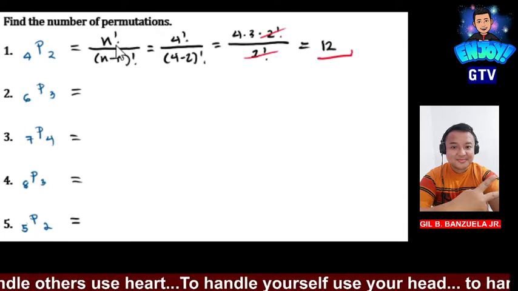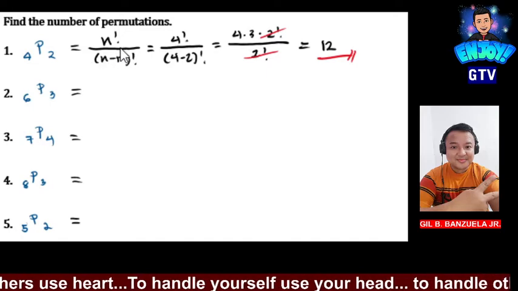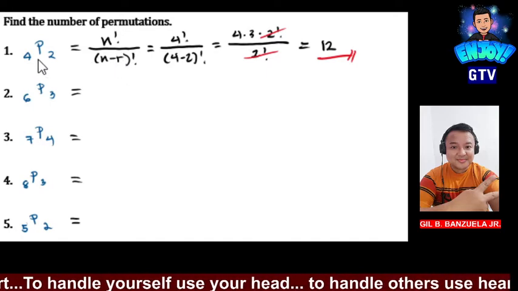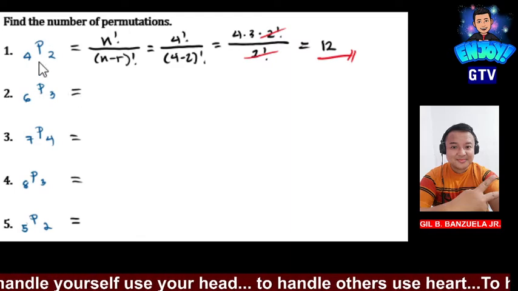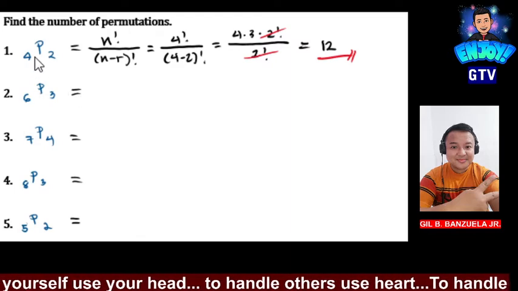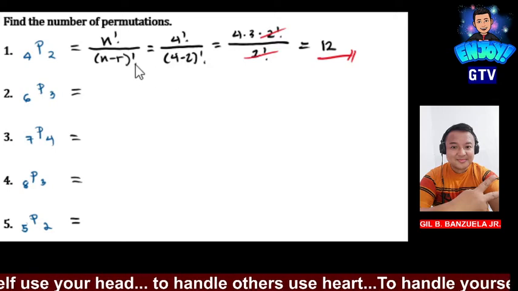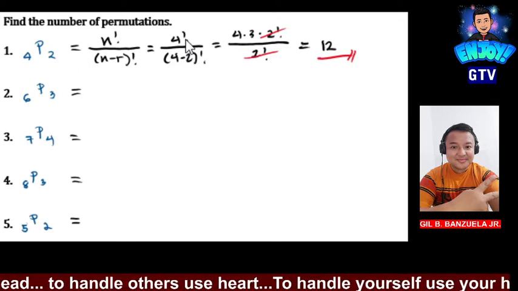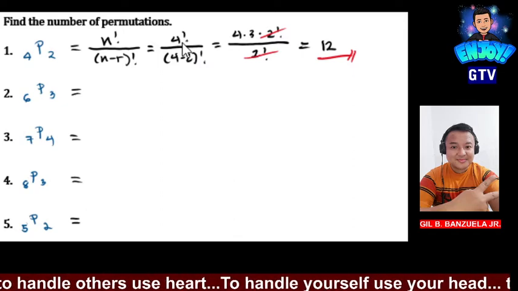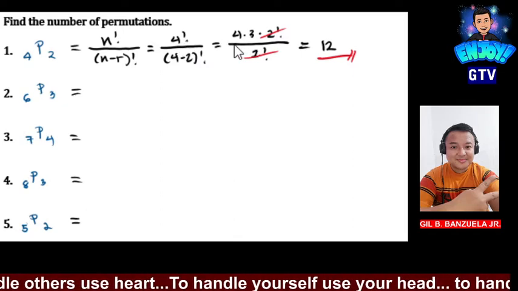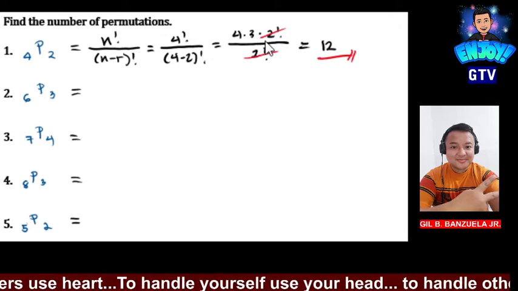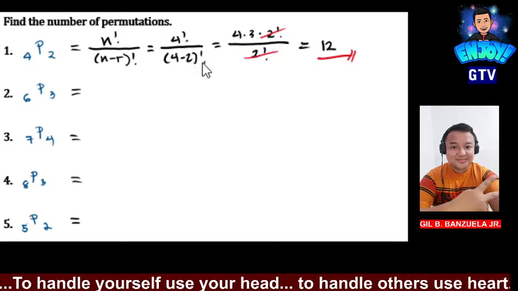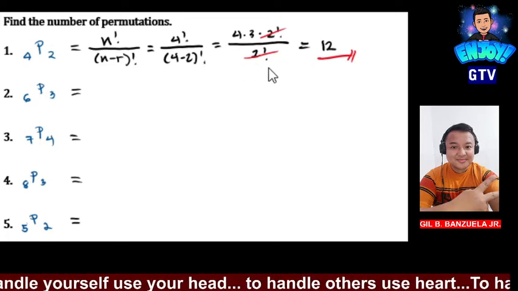So the formula tells us that n factorial divided by a quantity of n minus r factorial is equal to the permutation. So in this case, our n is 4. So changing all n by 4, and all r by 2. Then simplifying, expanding 4 factorial, that is equivalent to 4 times 3 times 2 factorial divided by 4 minus 2 factorial, which is equal to 2 factorial.